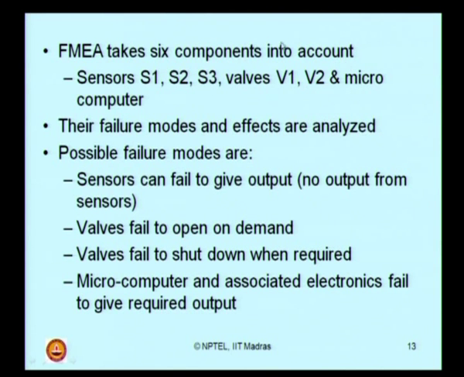And finally, the signals come from the sensors and the valve mechanism is operating successfully, but still the microcomputer and associated electronics may fail to give the required output, so that the valves are not controlled properly and effectively by the microcomputer. So, you have different failure modes analyzed for the passenger car system, an anti skid braking system as demonstrated in the video.